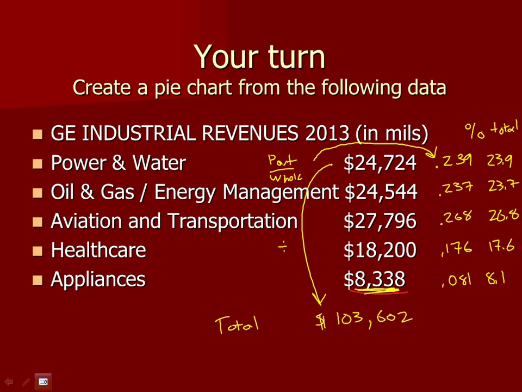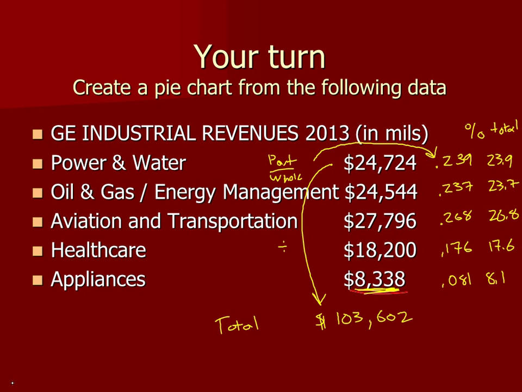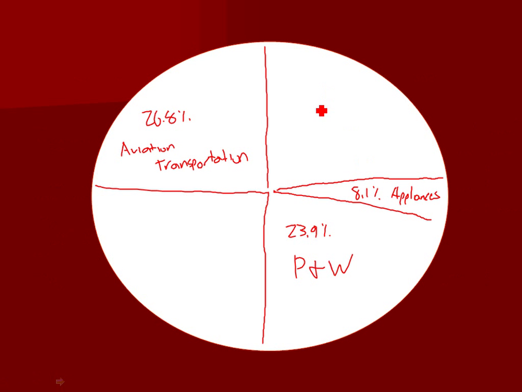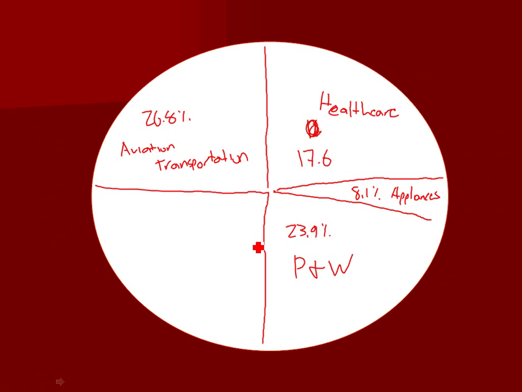We have 23.9 for power and water. Maybe that's this one. Healthcare is 17.6, so that's probably this one right here. These are all your hospital items. And then 23.9 is, oh, sorry, 23.7 is oil and gas and energy.